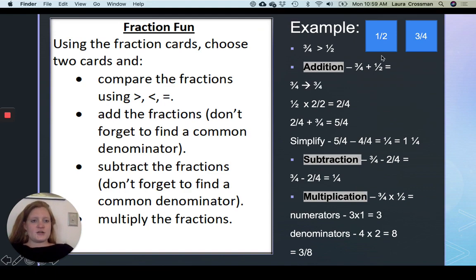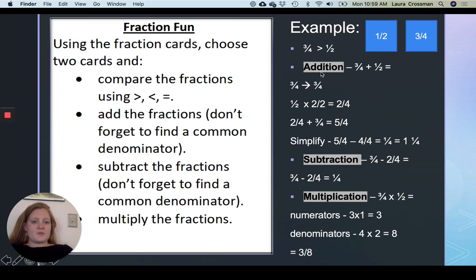The two fraction cards that I selected were 1/2 and 3/4. For the purpose of subtracting, I decided to use 3/4 in all of my examples first so that I didn't go into negative numbers. So the first section, I wrote 3/4 is greater than 1/2 because we know it's bigger. If we put it on the number line, we could see that.